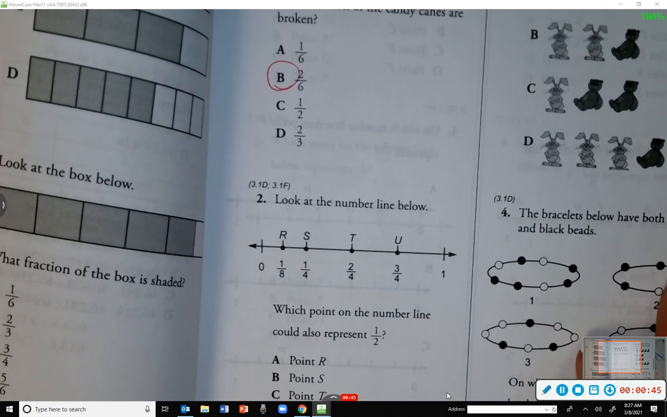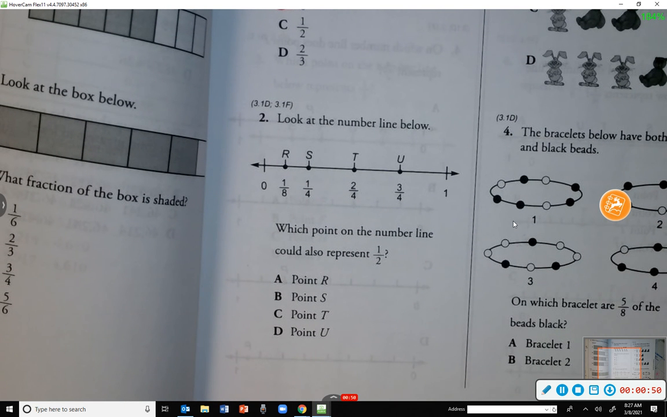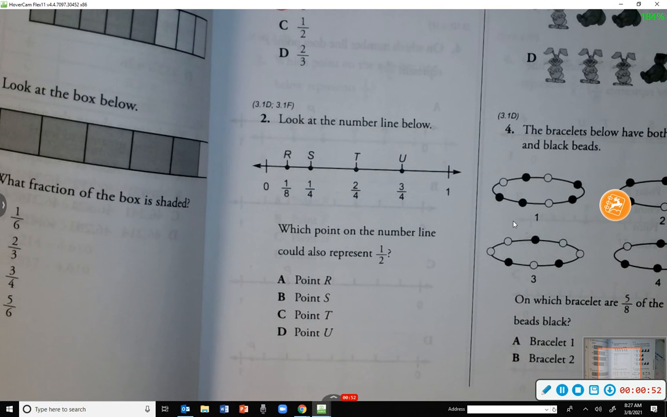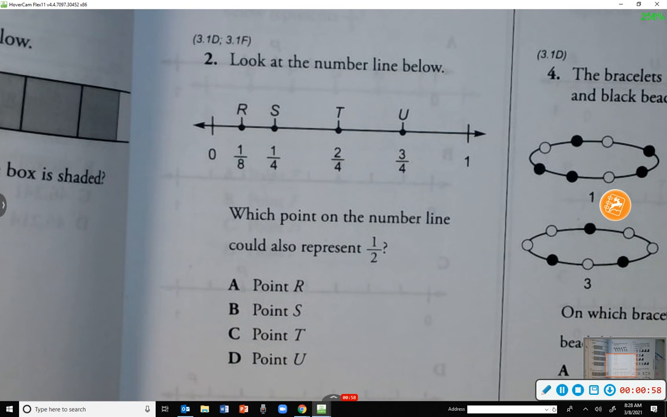Okay, number 2. Look at the number line below. Which point on the number line could also represent 1/2? Javea, what do you think? What can represent 1/2 on this number line? What point? R, S, T, or U?